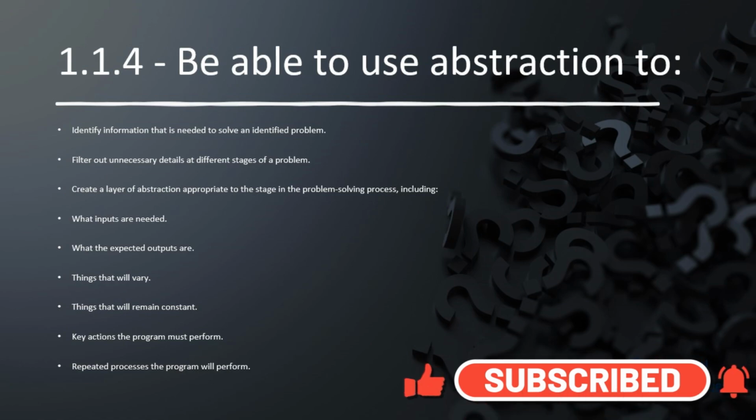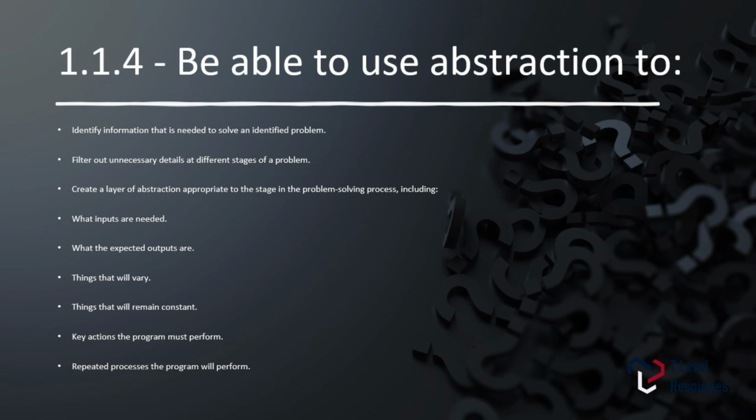1.1.4. Be able to use abstraction and identify information that is needed to solve an identified problem. And filter out unnecessary details at different stages of a problem. And create a layer of abstraction appropriate to the stage in the problem-solving process, including what inputs are needed and what the expected outputs are, things that will vary, things that will remain constant, the key actions the program must perform, and repeated processes the program will perform.